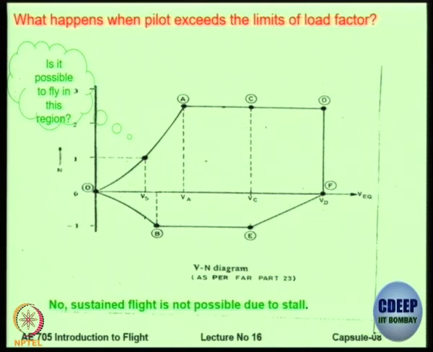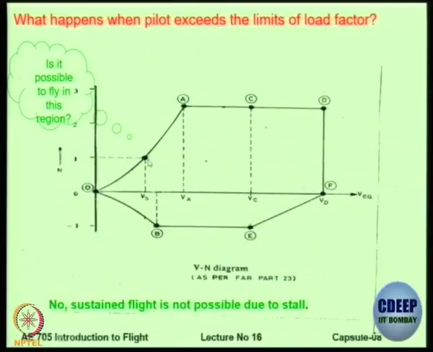Between VS and point VA, is there any mechanism we can cross that line, or will it automatically come back? It will come back. If you go from N equal to 1 and V equal to VS, which is this point, suppose you fly at this condition, so V is more than VS and N is equal to this value but less than NZ. Now suppose you want to fly at this point, V is more than VS but N is more than that value. You cannot, because that line represents stalling.